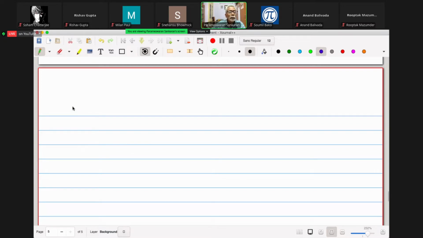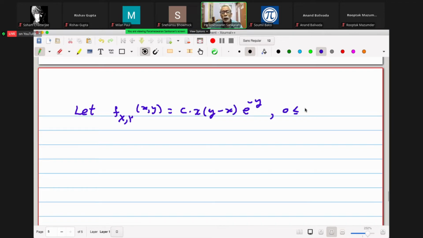So this is given in the book. Actually, I'm taking problems mostly from books. Let f(x, y) = c times (xy − x) times e^(−y), for 0 ≤ x ≤ y.